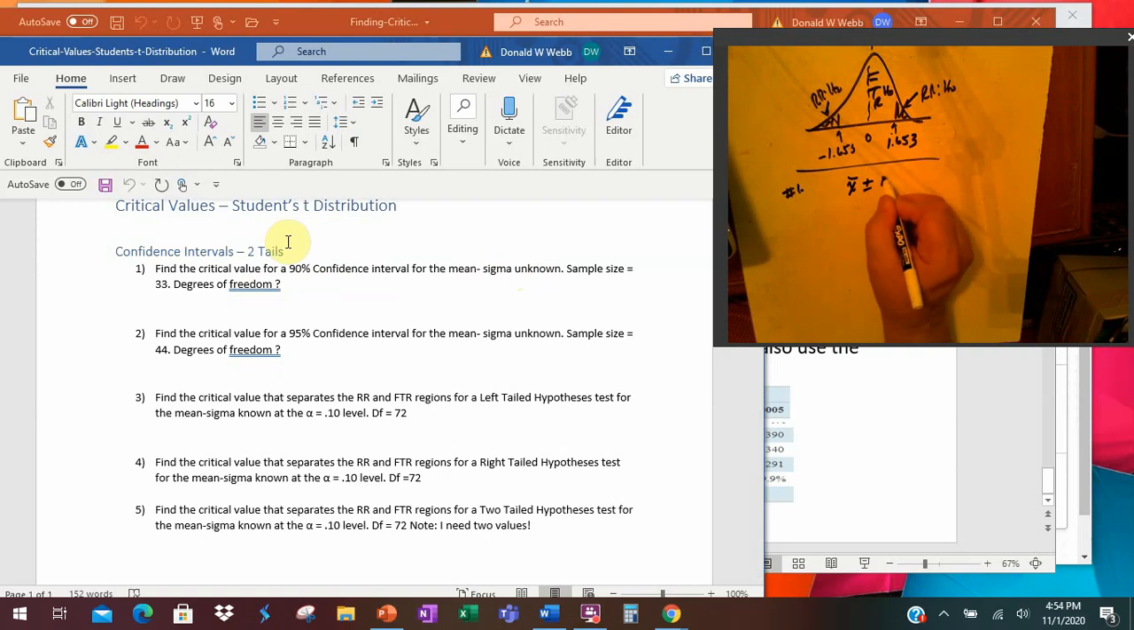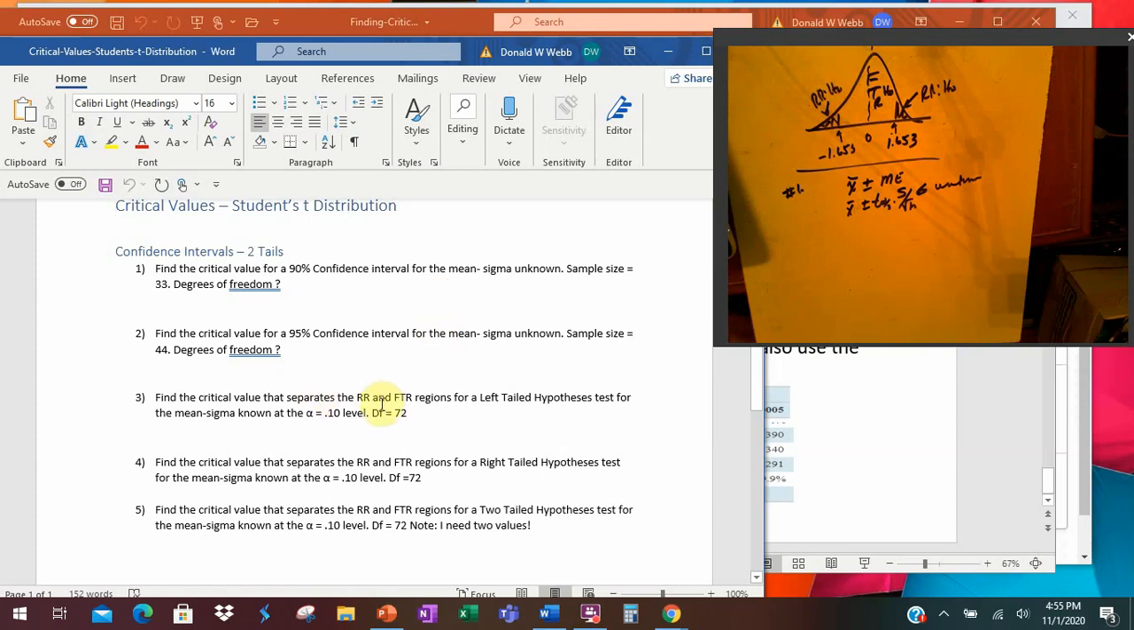So for sigma unknown, I've got t alpha over 2 times s over the square root of n. That says I didn't know the sigma, the population sigma. I have to use that. Okay. So the degrees of freedom here, if the sample size was 33, I would do the 32 and then do just like I went through and stepped through. First two are confidence intervals.